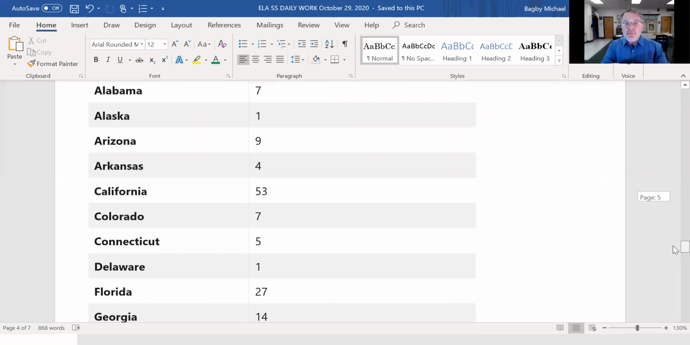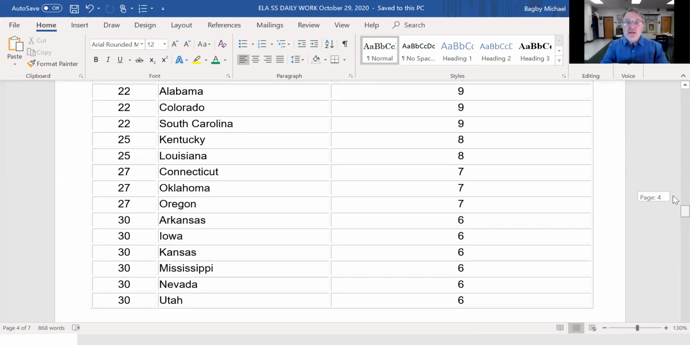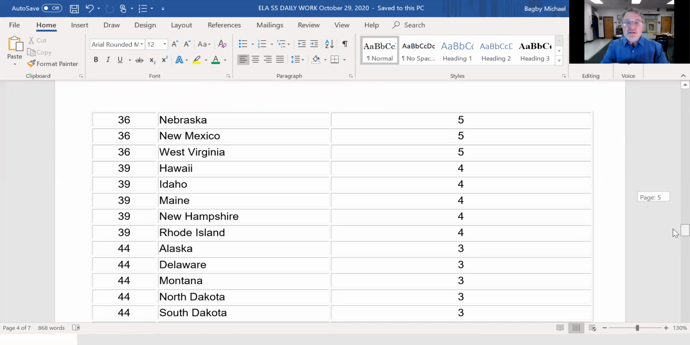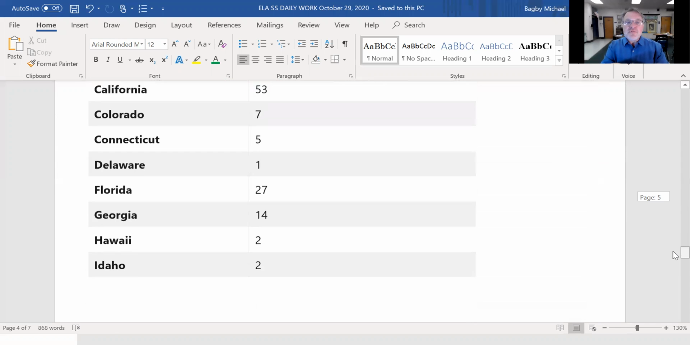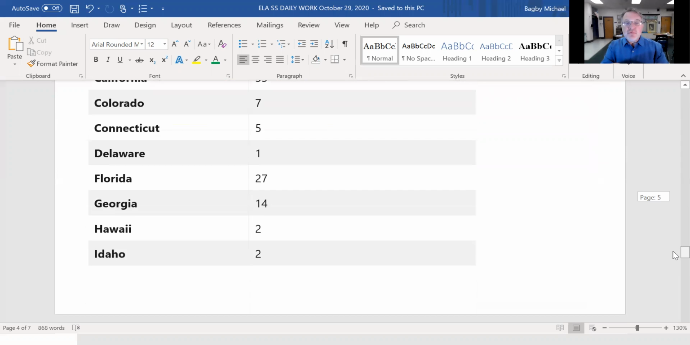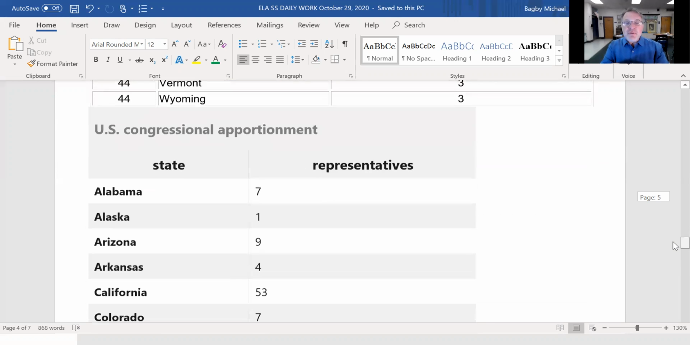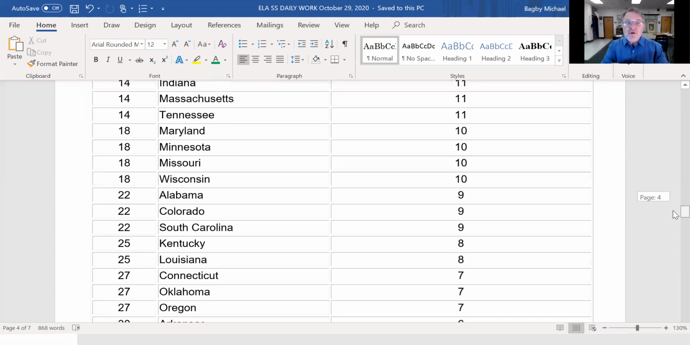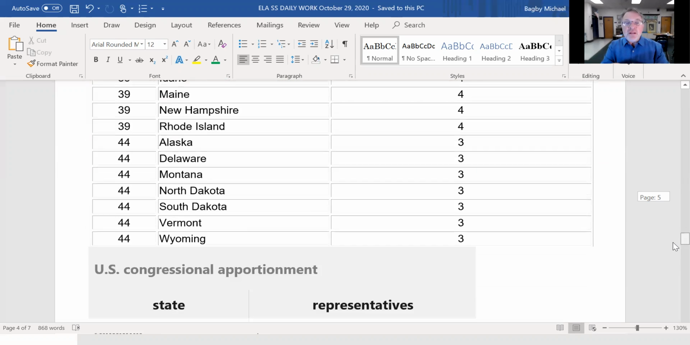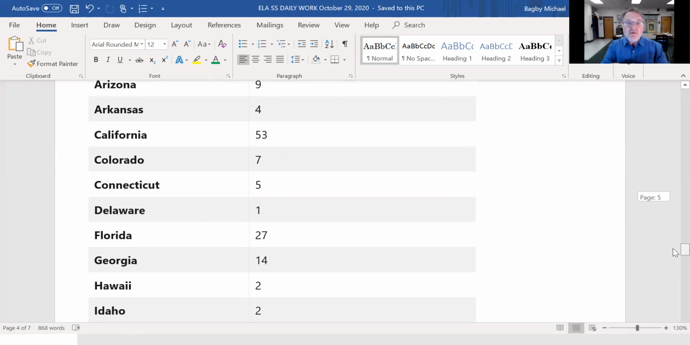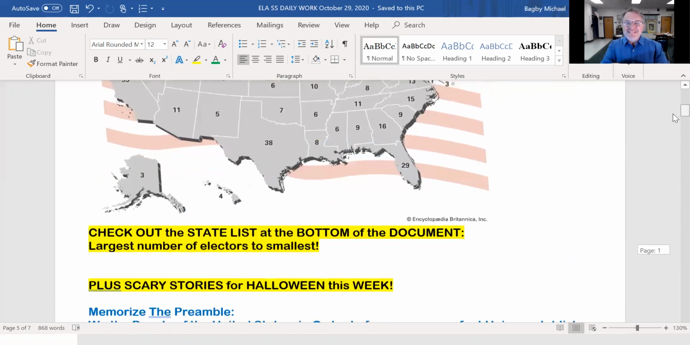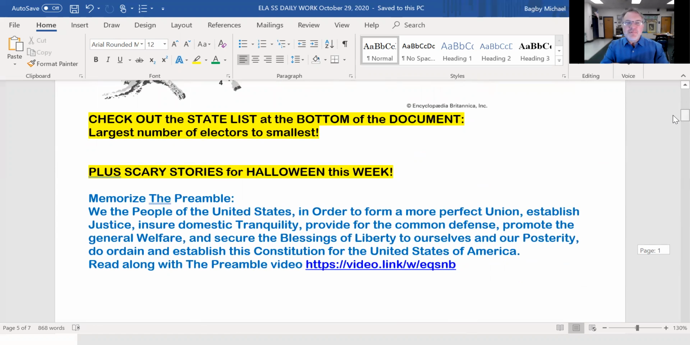You'll see California has 53 people in the House of Representatives, and they get 55 electoral votes. You have Hawaii, which has 4 electoral votes, and they have 2 representatives. So it's basically the number of representatives plus the 2 senators, and that's the number of your electoral votes. Let's check out Florida, 29, and see 27 right there. So you add 2 senators, and it's 29 electoral votes. So it all makes sense. You just have to think about it, and please ask questions.